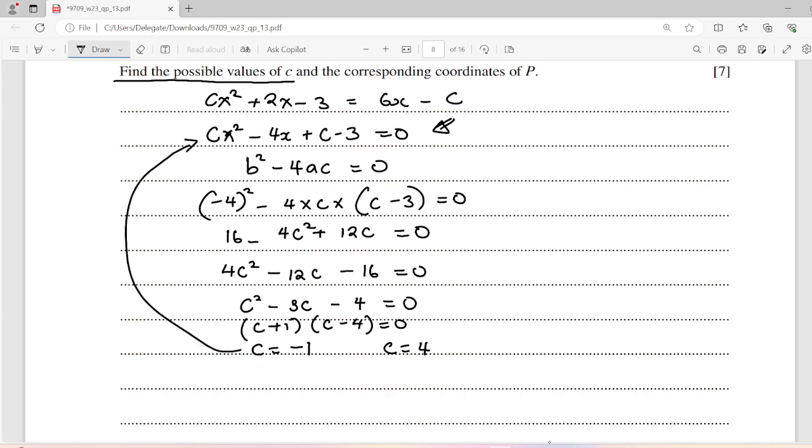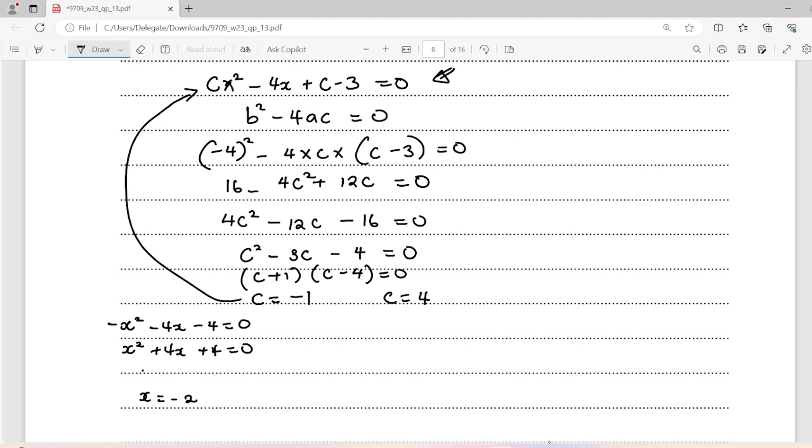So when c is negative 1, I will end up having minus x squared minus 4x and then minus 4. I could divide by and negative both sides, so I end up having x squared plus 4x plus 4 equaling to 0. When you solve this with the calculator, it only brings 1x. The calculator brings 1x, which is negative 2, which tells you that actually this is a repeated root. So you work backward twice because it is a repeated root.